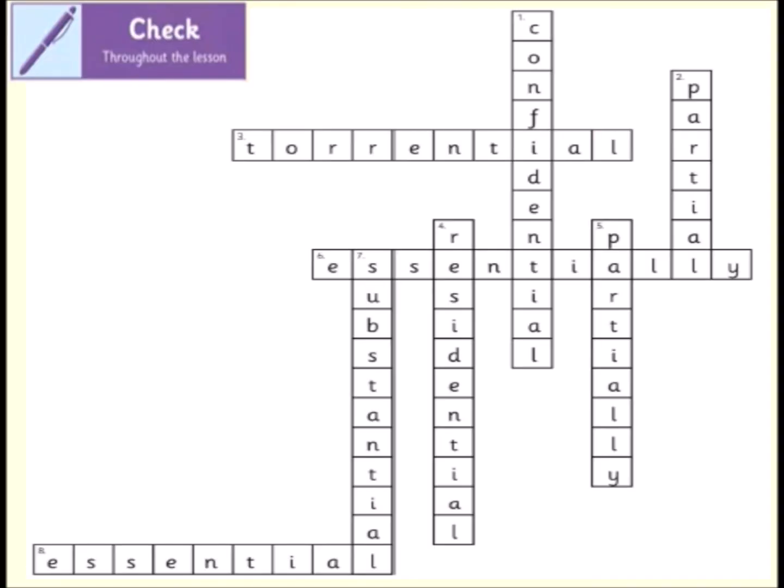Okay, let's check our answers. 1 down, confidential. 3 across, torrential. 6 across, essentially. 2 down, partial. 5 down, partially. 4 down, residential, our new word. 7 down, substantial. And 8 across, essential. Well done if you managed to complete that challenge.